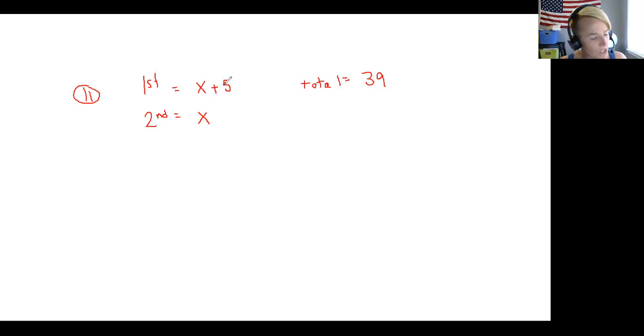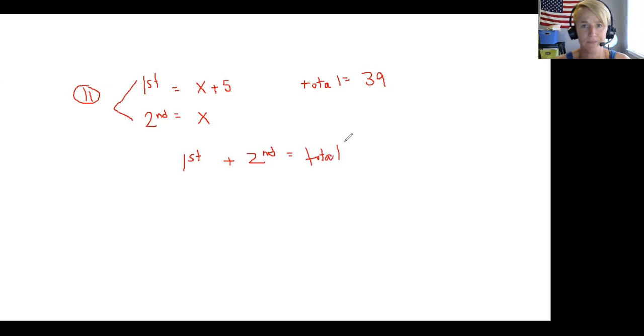So this is the information that I have so far, okay? Then it says, what are the numbers? So let's think this through. If I put the first number and the second number together, I'm going to get the total, right? So my formula is first number plus second number equals total. We can agree that that makes sense.